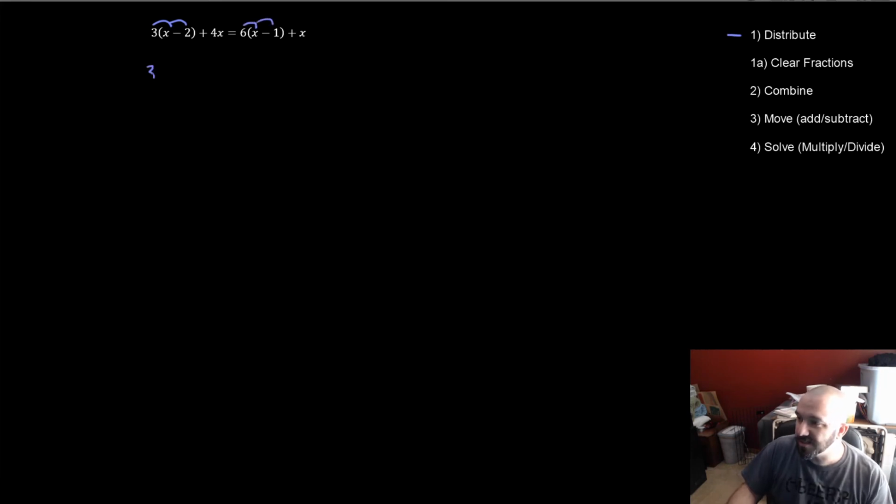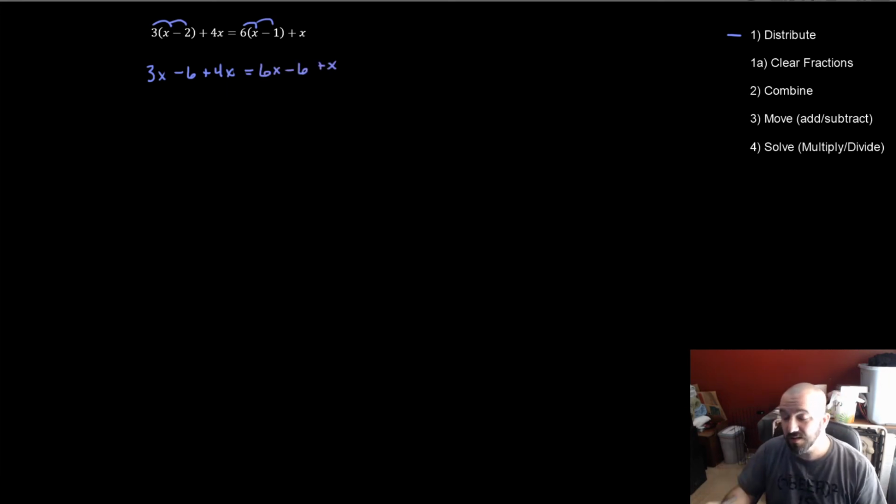So that's going to give you 3 times x is 3x minus 6 plus 4x. Nothing happened to that. Over on the right-hand side, I get 6x minus 6, and then plus x. I've been allegedly doing this for the past 25 years. I will still write down my distribution arrows or arcs or claws, however you want to refer to them. It's just a note to myself. I want to make sure I don't forget anything, so this helps me not forget anything. There is zero wrong with it. There are no fractions. Skip it.